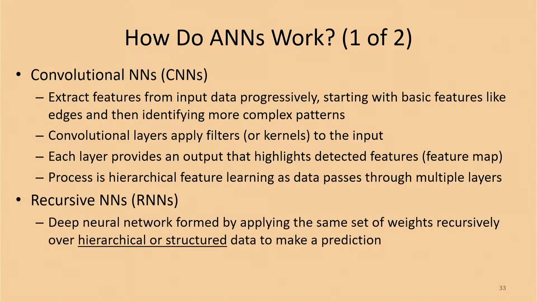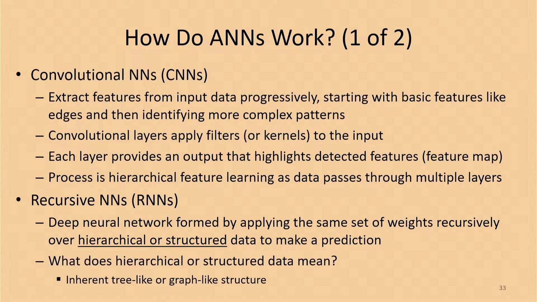Recursive, on the other hand, is a deep neural network formed by applying the same set of weights recursively over hierarchical or structured prediction. Repeatedly, recursive, do it over and over and over again. That's what recursive is, okay? Inherent tree-like or graph-like structure.